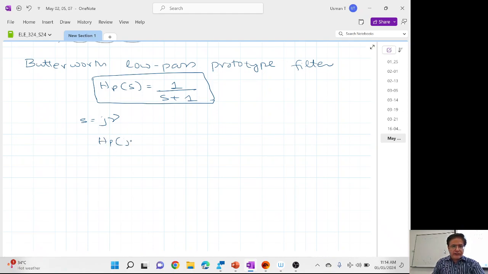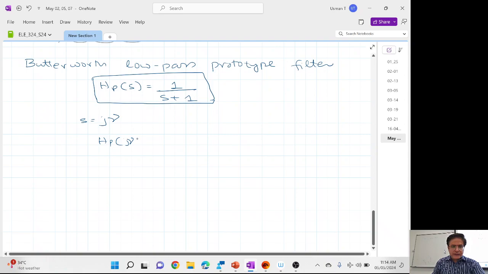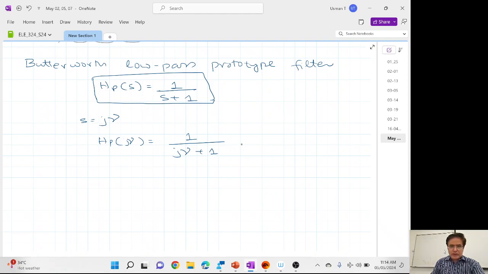So I will have this, right? And this is 1 over j nu plus 1, or 1 over 1 plus j nu, right? And then I can find its magnitude frequency response. And how do we do that?